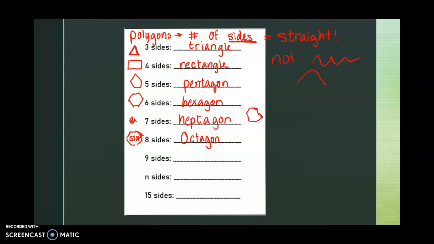Then we have 9 sides. I'm not even going to try to draw that, so you can try, but I'm not going to do that. 9 sides is called a nonagon. N sides. N means the number of sides here. N sides, so we plug in a number for n. N sides, we're just going to call an n-gon. So for example, if I tell you it has 15 sides, there's no fancy name for that one. It's just a 15-gon with a dash.